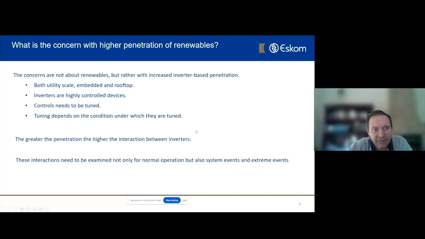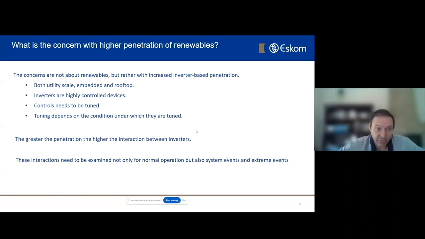So the area that I would like to focus on is, what is the concern with high penetration renewables? And I think the concern is not about renewables, and it's rather about the increased inverter-based penetration. The inverter-based penetration on both utility scale and embedded and rooftops is where the concern lies. Inverters are highly controlled devices, and they do exactly what they're told to do.